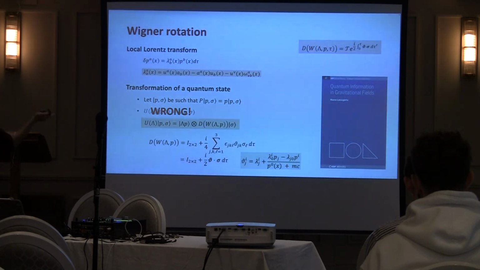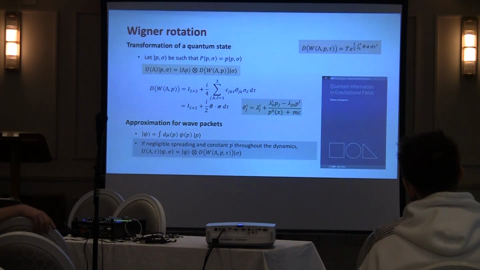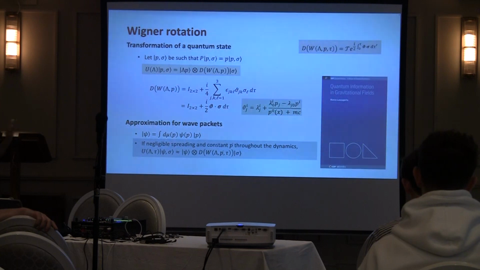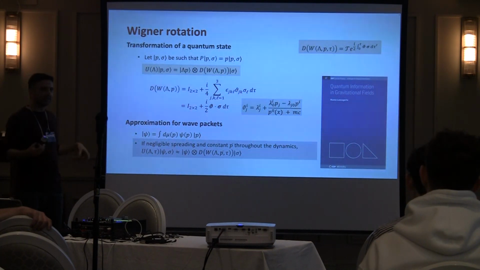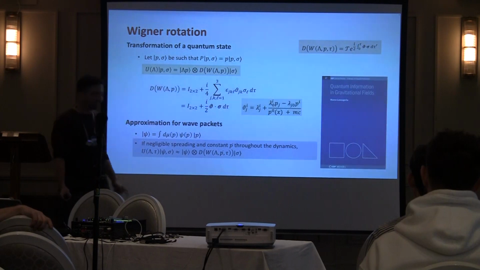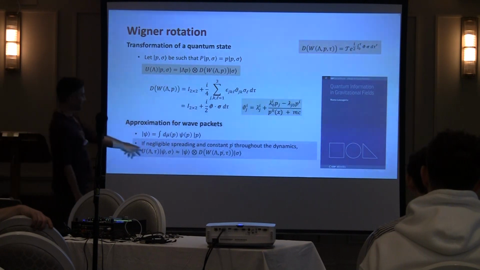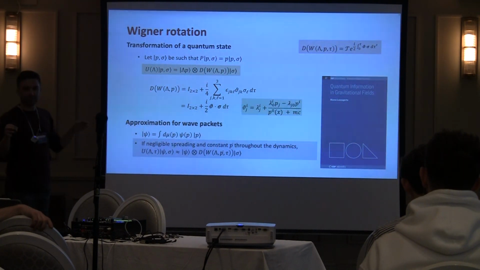So before moving on, still in this part, we will use an approximation for wave packets, because of course in general we have a superposition of momenta, so it would be a mess. But then we can use the semi-classical approximation to represent the spatial part of the system by its center of mass, and also by its average momentum. This is a P bar here, and then we just do a Wigner rotation that depends on this average momentum. And because I'm assuming it will be constant, P bar will be constant throughout the dynamics.